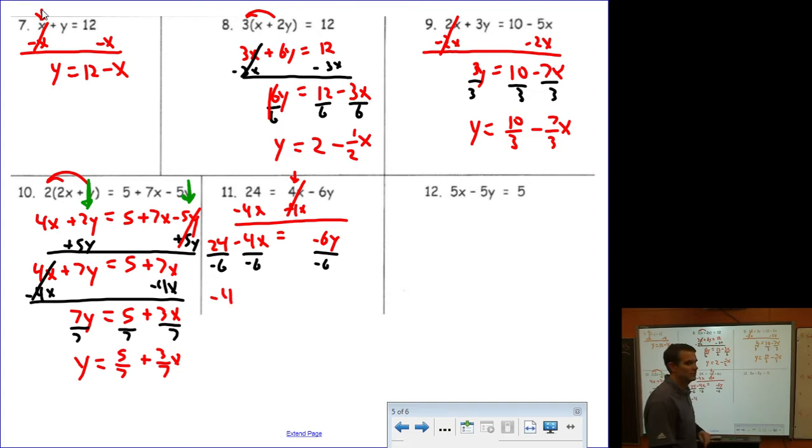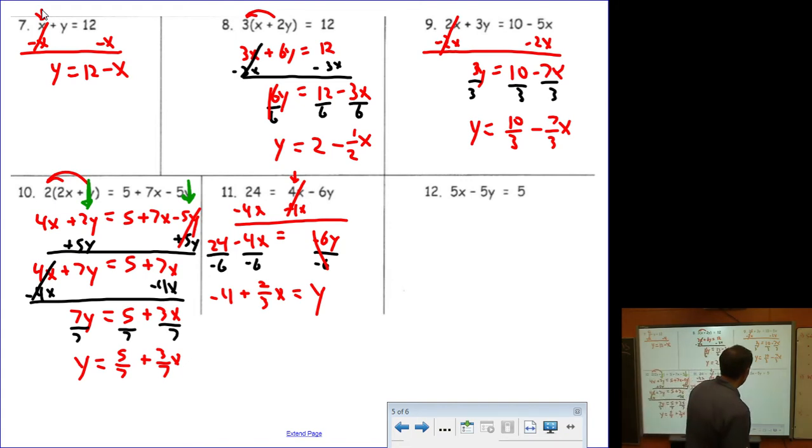See, negative 4 divided by negative 6 is a positive, and 4 is not divisible by 6, so I'm going to leave it as a fraction, but I'm going to reduce 4/6 to 2/3. And the negative 6's cancel out. I get y equals negative 4 plus 2/3 x.